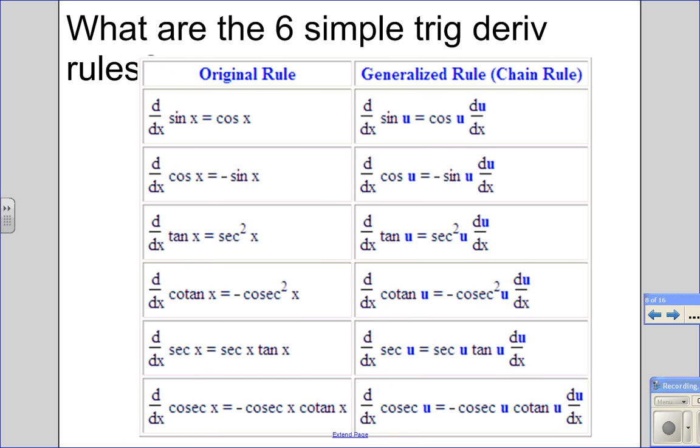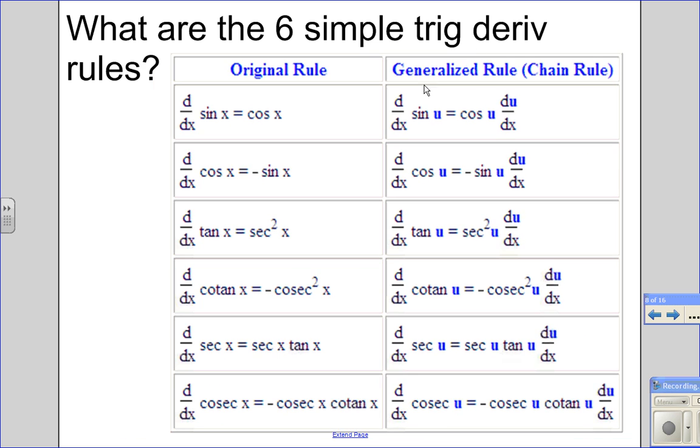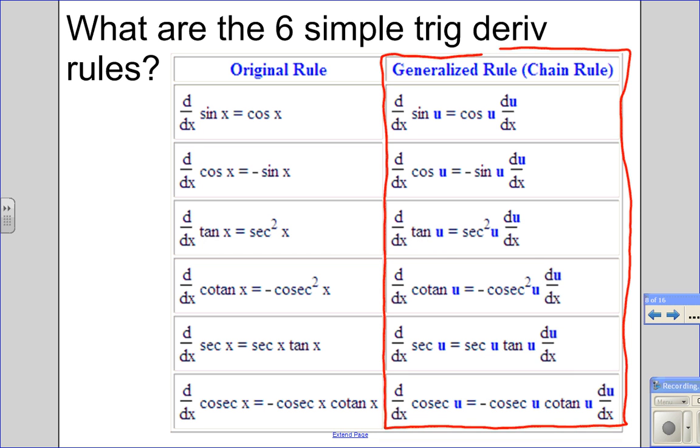We need to start paying attention to these rules here, these generalized chain rules. The majority of the trig derivatives that you're going to be asked to take are going to follow these rules. Not these simple, sweet rules where the derivative of sine is just cosine. The derivative of cosine is negative sine. A quick way to remember where you put the negative sign is if you're going towards sine, then you're going in a bad direction, a negative direction. So that's the way I remember that. The derivative of tangent is secant squared. And you can read these.